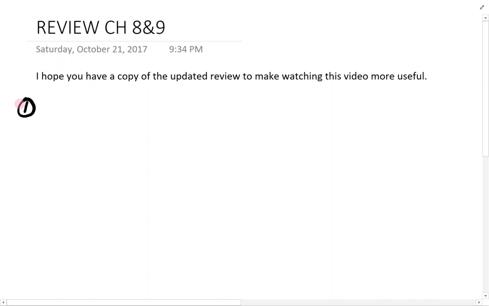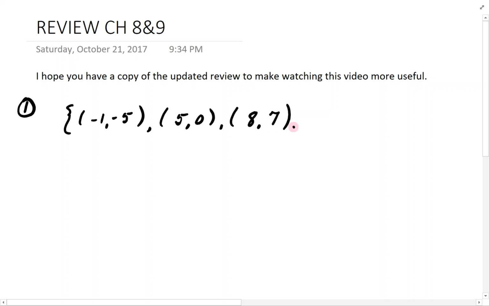Question number 1 says to find the domain and the range of the given relation, and we have (-1, -5), (5, 0), (8, 7), and (7, 8). I won't be copying down all the questions, but I needed to get this set of ordered pairs here. This is the relation.